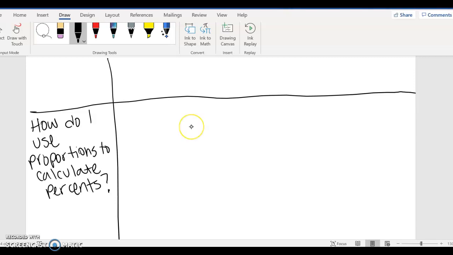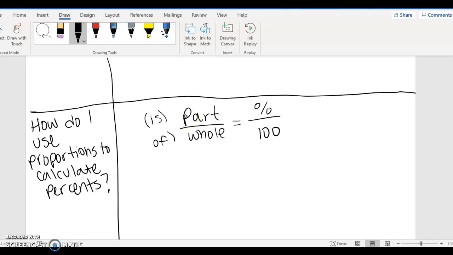objective, we are using our percent proportion, which is part over whole equals percent over 100. Every question we use today, we are setting this up every single time. Some questions, when you're trying to identify the part and the whole, we look for keywords is and of, and that will make more sense in just a second. But that is our percent proportion that we're going to use for every question today.